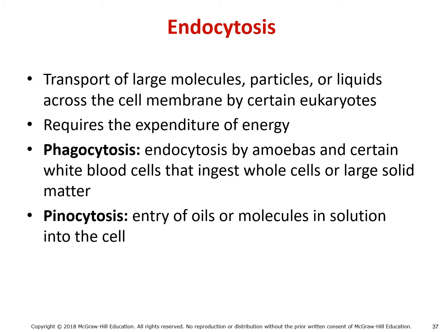Endocytosis is another example of us moving molecules across with ATP, but since we're moving large molecules or large amounts of things, we're going to have to invest energy. There are two major types, phagocytosis and pinocytosis. With phagocytosis, we're going to eat things, so you bring in solids. With pinocytosis, pino means to drink, and as a result, we'll be bringing in liquids, things like oils.